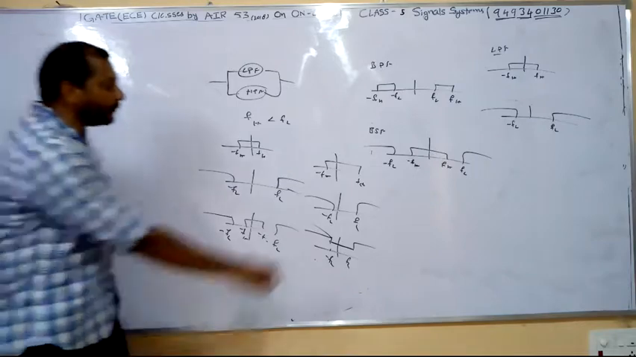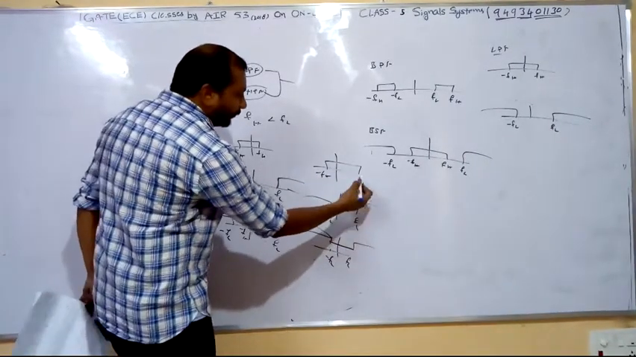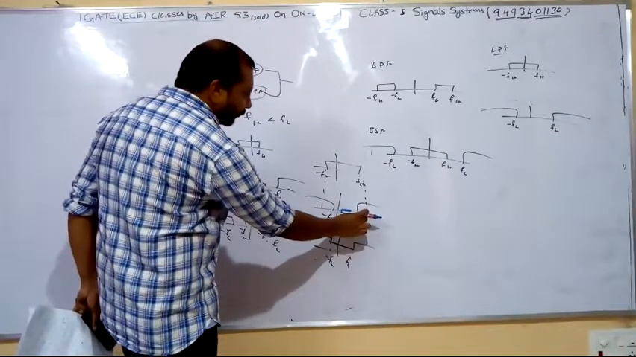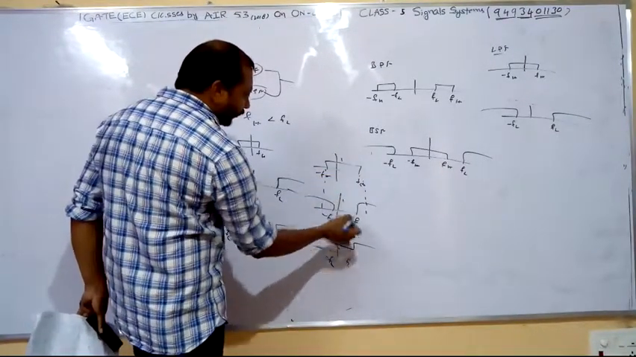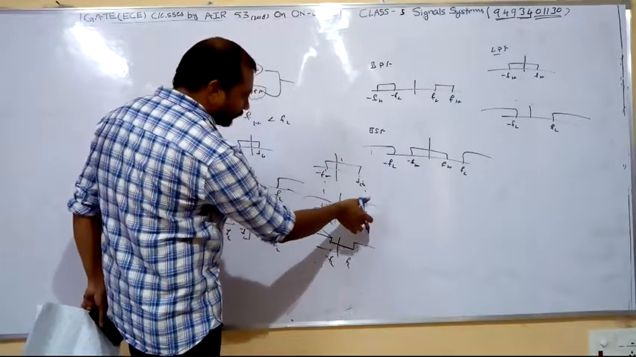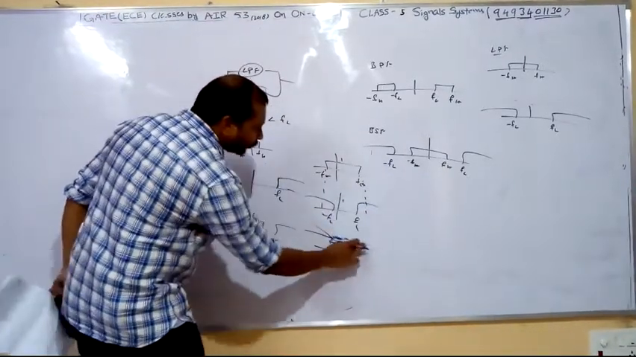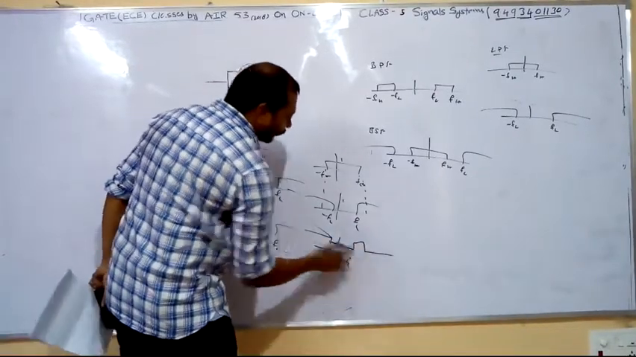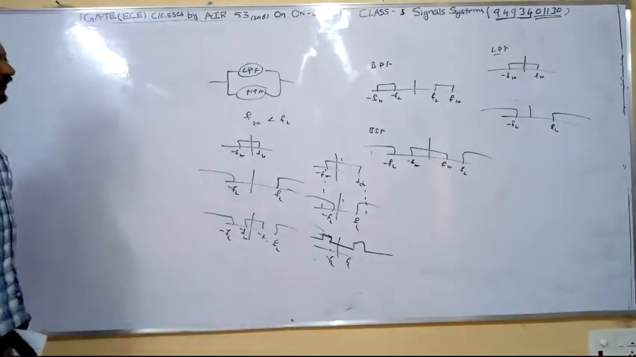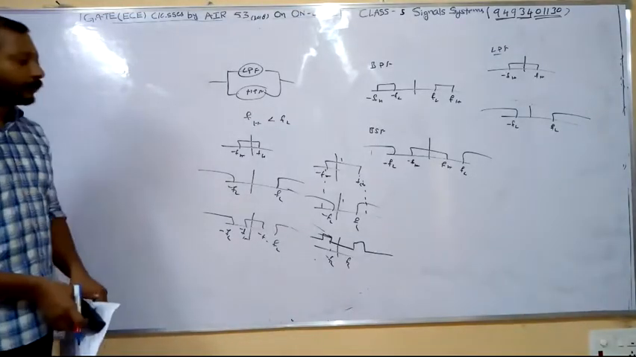No. This part will appear, and this part too, because FH is greater than FL. For this overlapping part, each is considered 1, and up to this part the value is equal to 2, and again 1. So here 1, 2, and again 1. Is it actually looking like a band stop filter or not? No, it is not looking like a band stop filter. Got it?